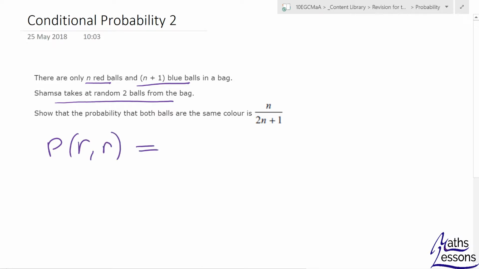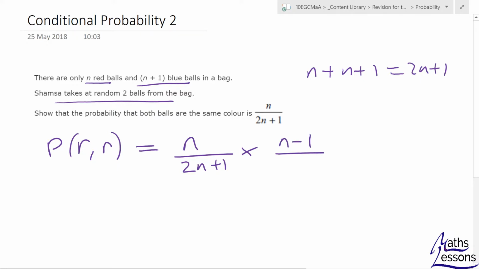Now we can see that there's n red balls, and then altogether we've got n plus n plus 1 balls, which equals 2n plus 1 balls altogether. So those n red balls come out of 2n plus 1 balls altogether. On the second ball, there's n minus 1 red balls left in the bag because we've taken one out. And we take one off the total because we've taken a ball out of the bag, we get 2n. So the probability of red followed by red will equal what we got here.